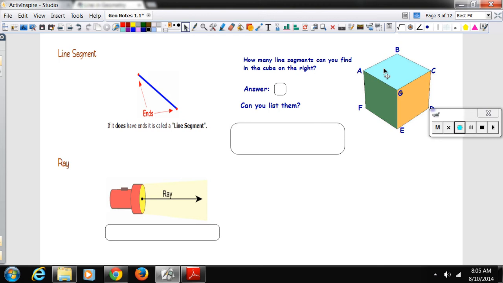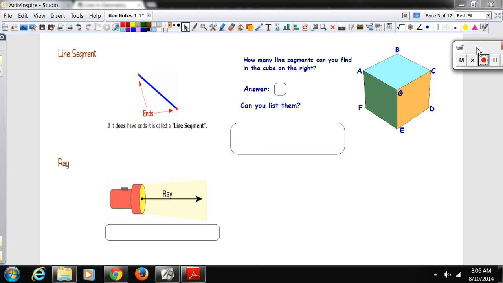How many line segments can you find in this cube? Pause it right now and see how many you can count, and then turn it back on and see if you got it right. Okay, so if you paused it and tried your guess, did you guess 9? Because there are 9. We got 4 on the top. We got 2 here on the bottom, and we got 3 here on the sides. And we know there's more on the back, but just the ones that we can see. Ones we can see, you got 4, 5, 6, 7, 8, 9.